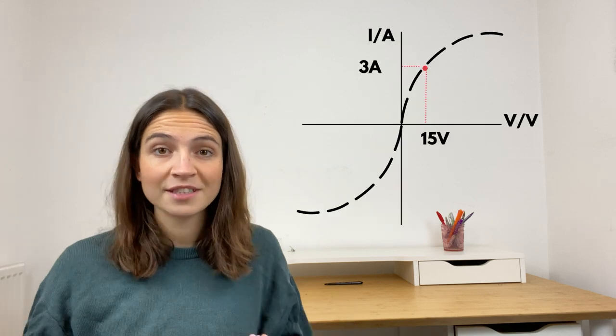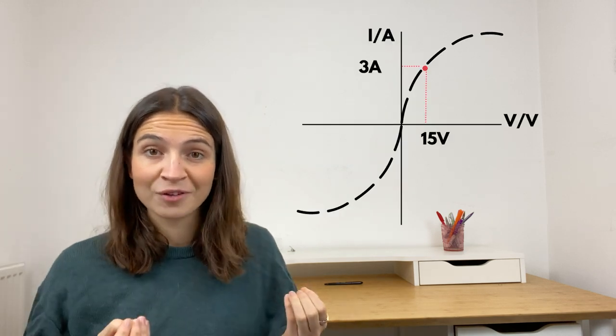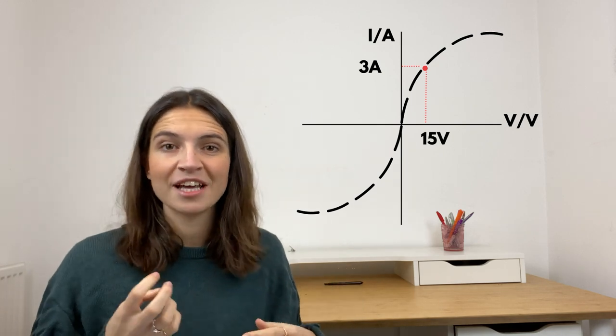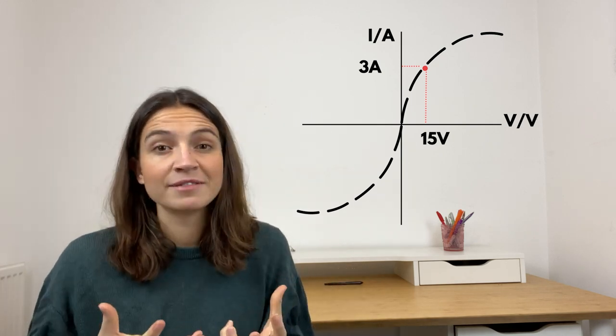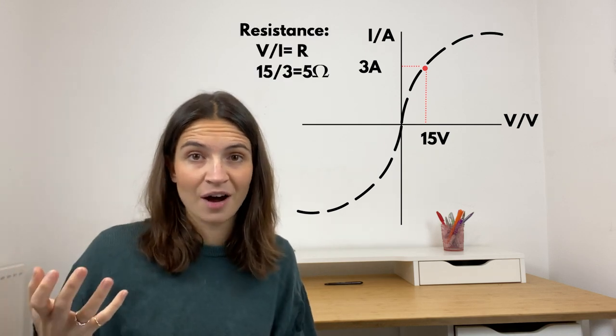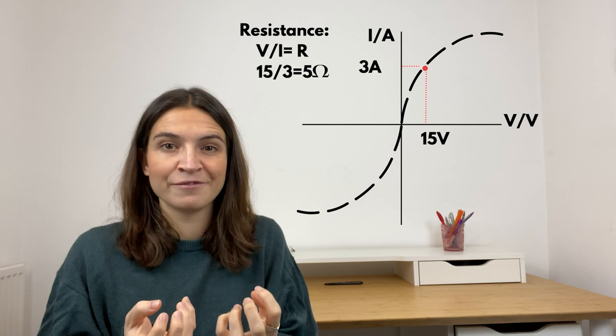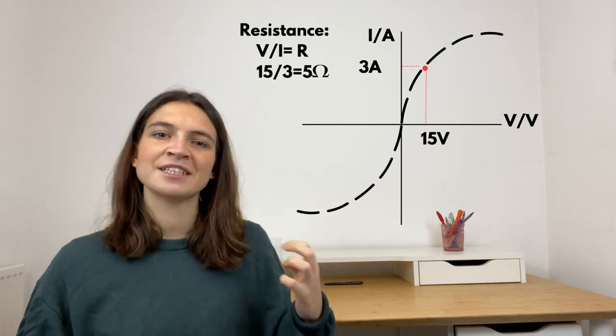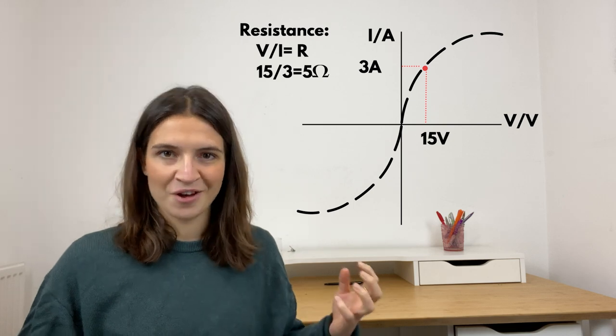Now you can use this graph and you can find the resistance of the bulb at any point. Just need to find the current and voltage at that point. So here my current is 3 amps and my voltage is 15 volts. To find the resistance, I use my equation V = I × R. And so resistance is voltage over current, which is 15 divided by 3, 5 ohms.